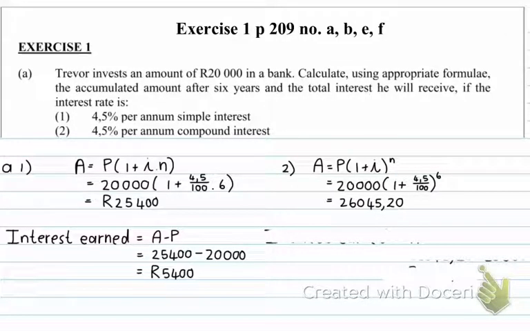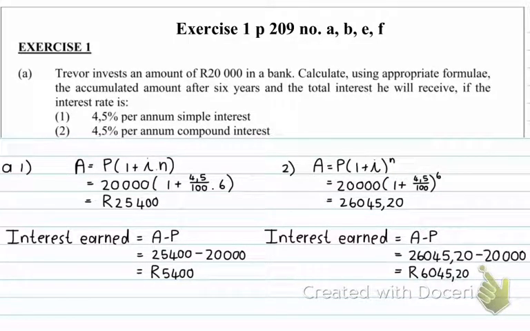But again, they also asked me to calculate the total interest he will receive. That's the formula there for that. And if you take the value of A minus the value of P, you will get that the total interest he will receive will be 6,045 Rand and 20 cents.